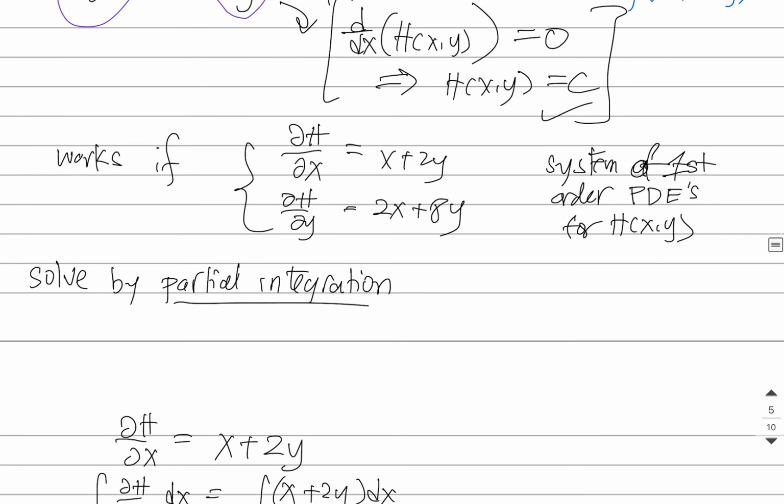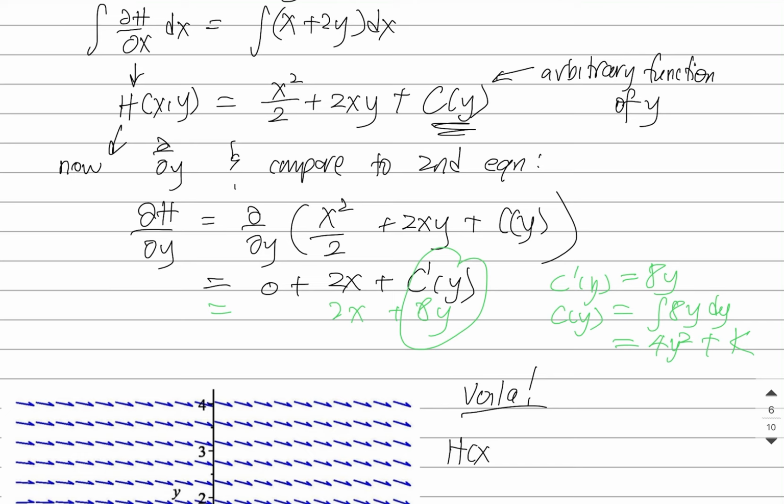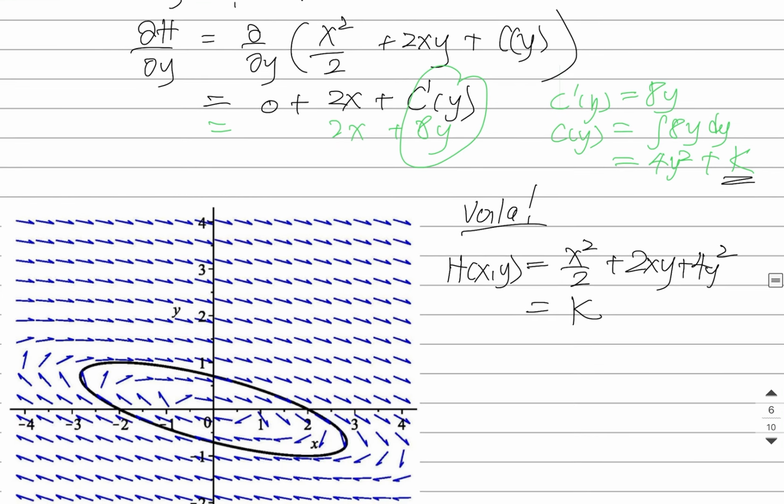Now if we go up above, we're going to compare this to what we should be getting for our dh/dy. And what we should be getting is 2x plus 8y. And that means that c prime of y has to be 8y, and that means if we were to integrate this, or take the antiderivative, we would get 4y squared plus an honest-to-goodness constant. And voila, we have found it. h of x and y, the implicit solution, is x squared over 2 plus 2xy plus 4y squared. And we need this thing to be equal to some constant. It doesn't matter if that constant's on one side of the equation or the other side. We are going to be talking about its level curves.